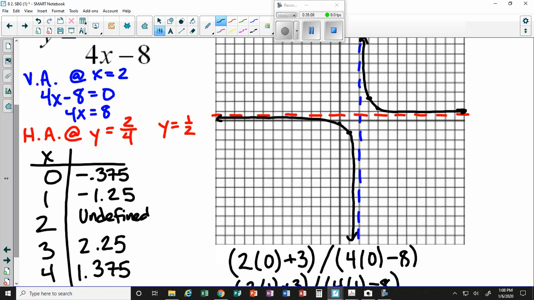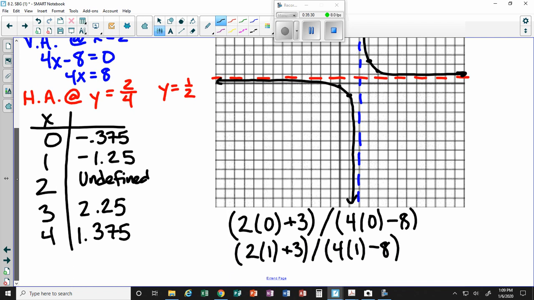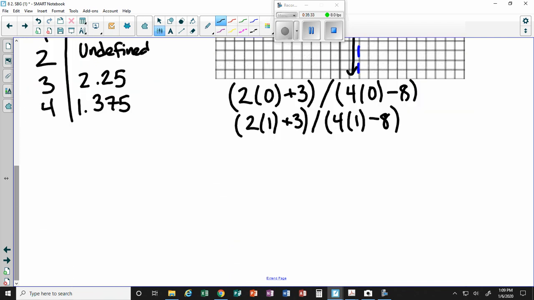So, in this graph, what's my domain going to be? What do I need to exclude for my domain? Not for the domain. The 1/2 is the what? Y value, right? I want the x value. So my domain is going to be from negative infinity to 2 in union with 2 to infinity. That's my domain. What's my range?